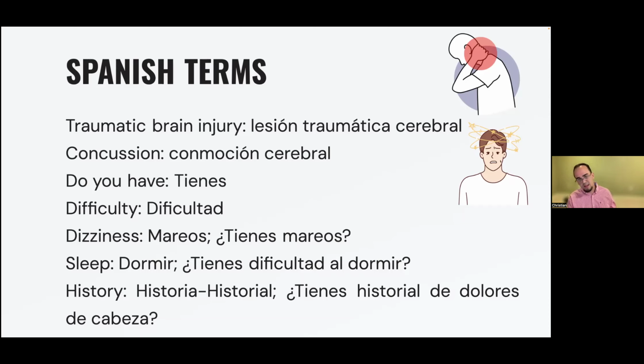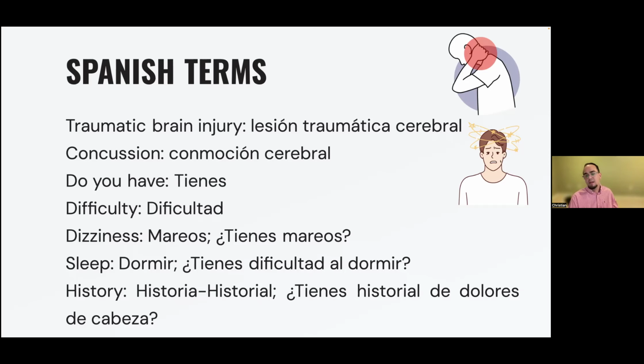Difficulty will be dificultad, which is pretty similar. Dizziness will be mareos, and one way that I see it is to imagine if you are in the sea. The sea translates directly to mar, or ocean, océano. So mareos has to do with people who are on the sea for a long time. And then we will use, do you have any dizziness? ¿Tienes mareos? Sleep will be dormir, so ¿tienes dificultad al dormir? Do you have any difficulty sleeping?